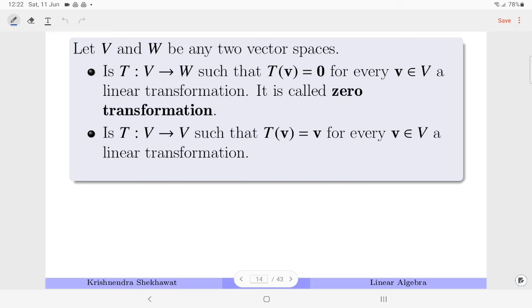Similarly, recall the identity operator and check if it is a linear transformation. This one is again straightforward because the identity operator is defined as follows. It takes every vector u to u and therefore it is defined from V to V. So T of u plus v becomes u plus v, which is the same as T of u plus T of v. And similarly, we can show the second property holds.